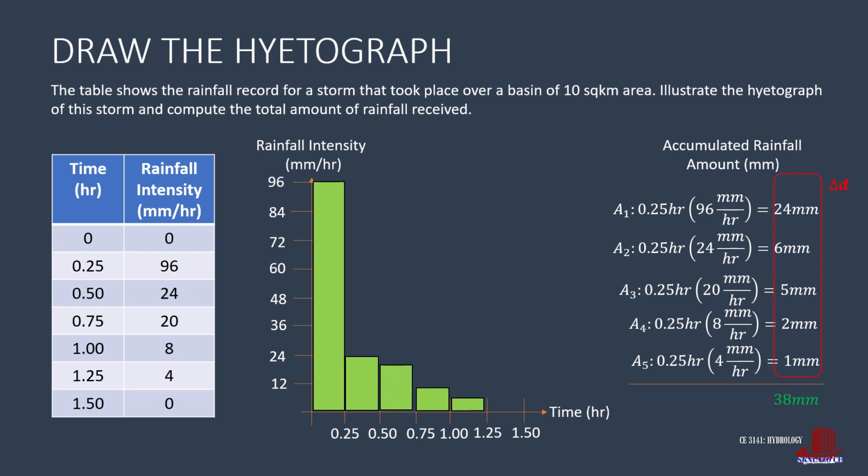If you analyze the areas of each interval, the amounts are actually delta D, which means that to solve for the total volume of rainfall received, one doesn't need to draw the hyetograph but can compute it using the table. This is illustrated in the next video.